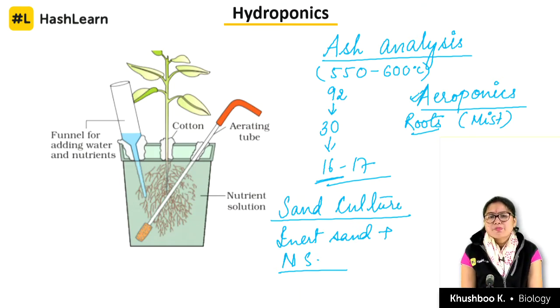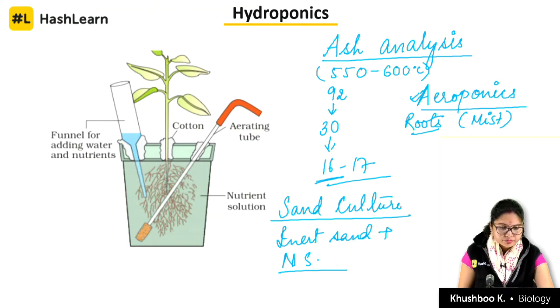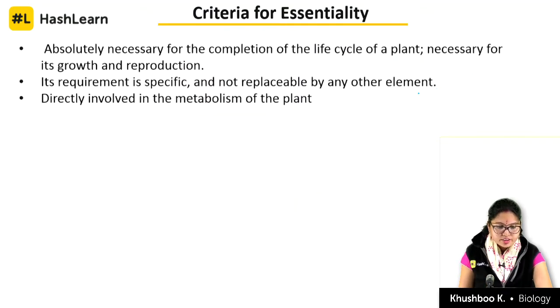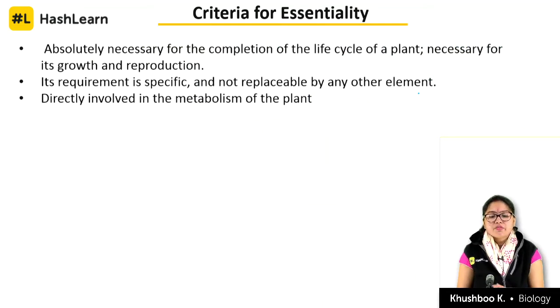So these are the ways by which we do the plant analysis, that means how we determine the impact of a nutrient on the plant. And then we have the criteria for essentiality. So how can we say that this particular element or nutrient is essential for the plant? The first point is that it is absolutely necessary for completion of the life cycle of a plant.